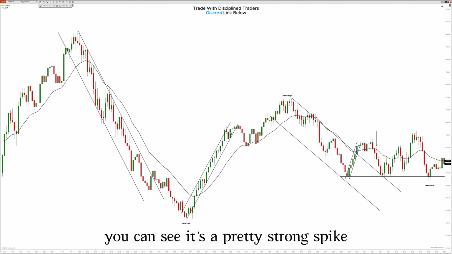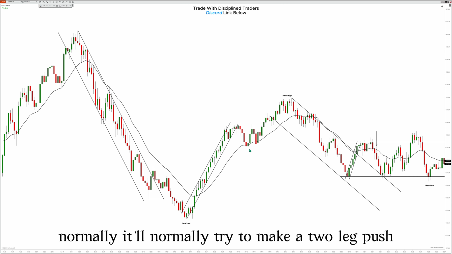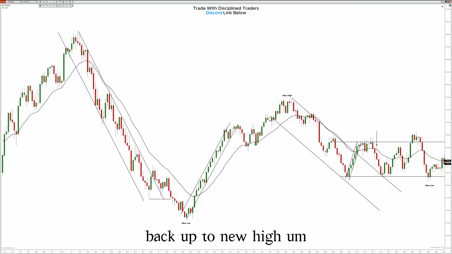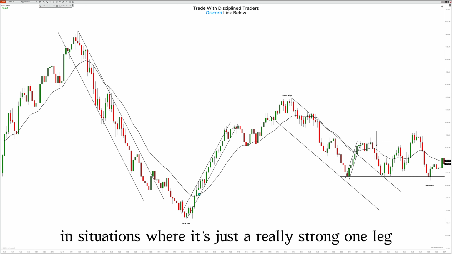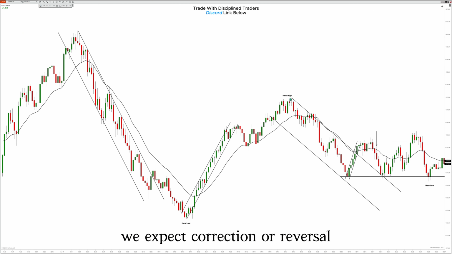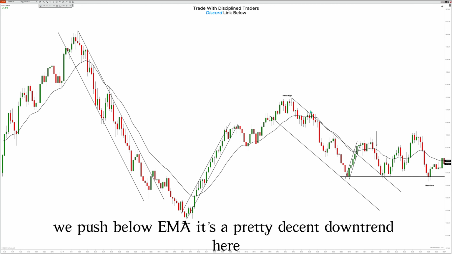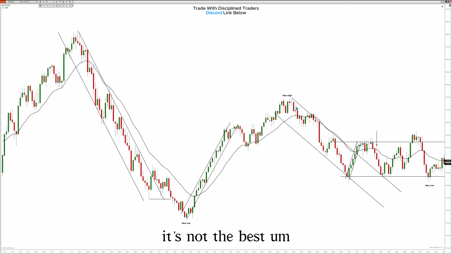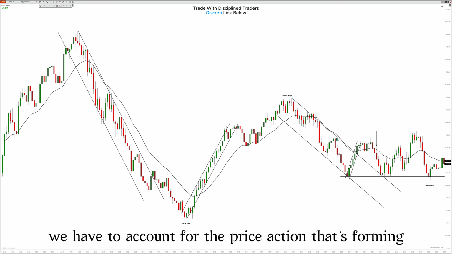You can see it's a pretty strong spike. Normally it'll try to make a two-leg push back up to new high, in situations where it's just a really strong one leg. You can see here. After new high was created, again we expect a correction or reversal. We push below EMA. It's a pretty decent downtrend here. It's not the best, but we have to account for the price action that's forming.